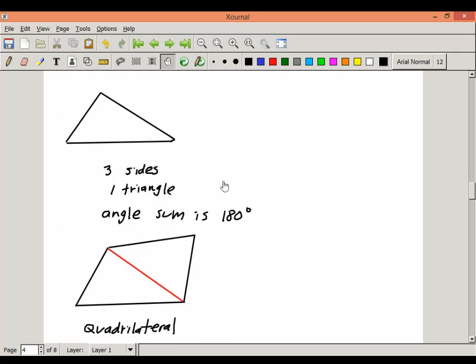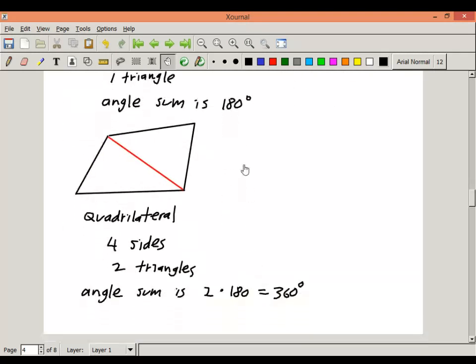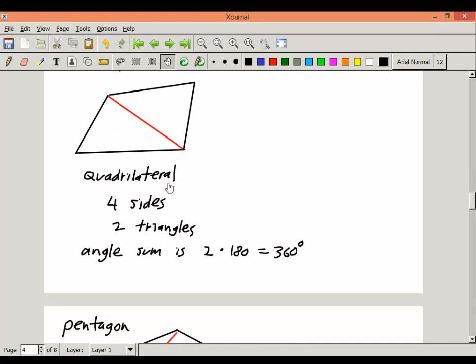Okay, let's move on to a quadrilateral. A quadrilateral has four sides. You can divide the quadrilateral up into two triangles if you draw that diagonal. And so the angle sum, so we're talking about these four angles of the original quadrilateral, those are going to be found by taking the number of triangles that fit inside there times 180 for each triangle.